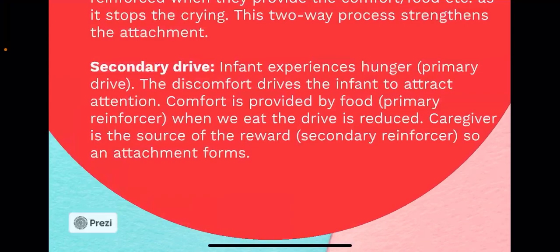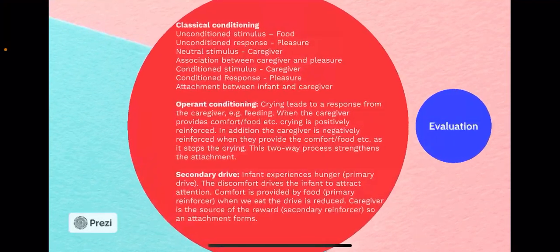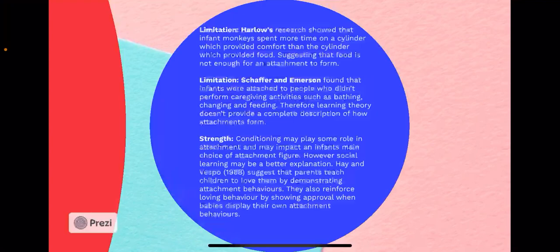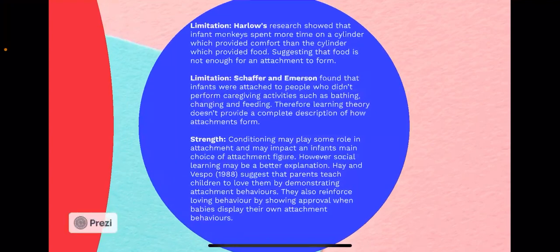Then we have the third concept of a secondary drive. Within this concept, the infant experiences hunger, which is their primary drive. This discomfort drives the infant to attract attention. Then comfort is provided by food, which is a primary reinforcer. When we eat, this drive is reduced, so the infant feels better. And because the caregiver is the source of the reward, they are a secondary reinforcer, so an attachment forms. So within learning theory, you've got 3 different concepts there that you need to be aware of: classical conditioning, operant conditioning, and secondary drive. You might want to draw some diagrams or pictures if you're quite a visual learner to help you remember these key things.